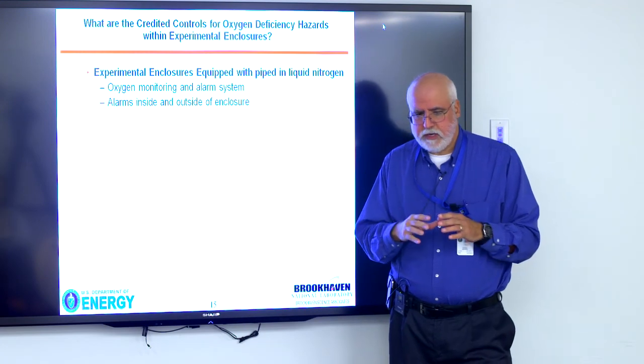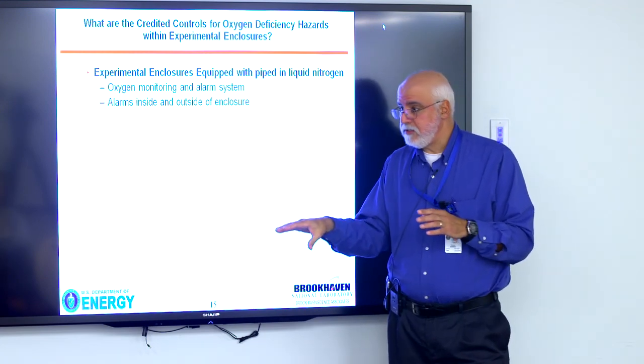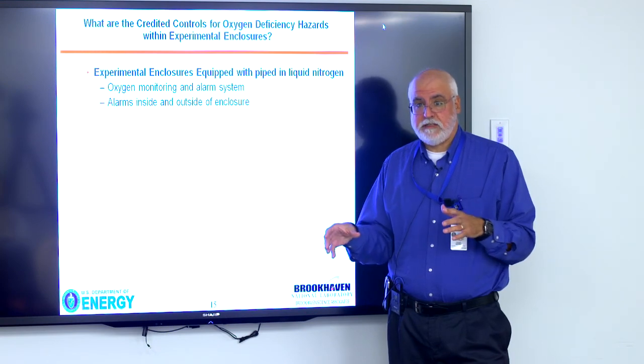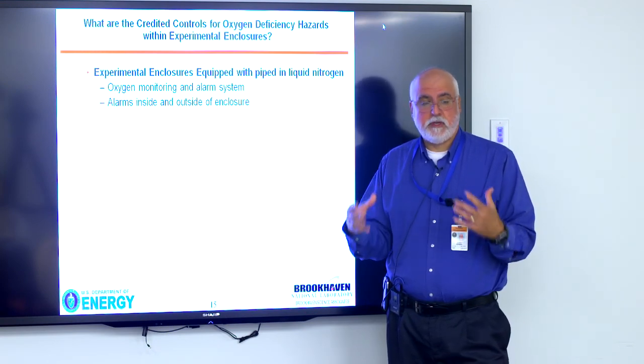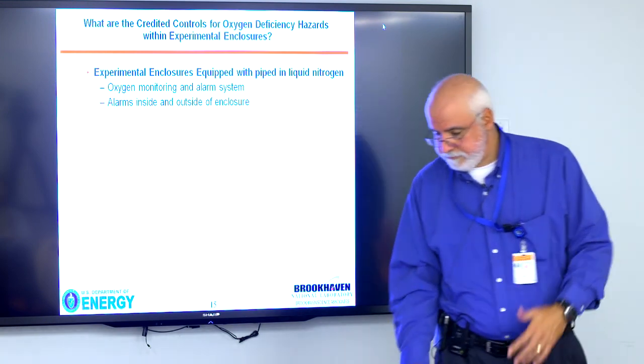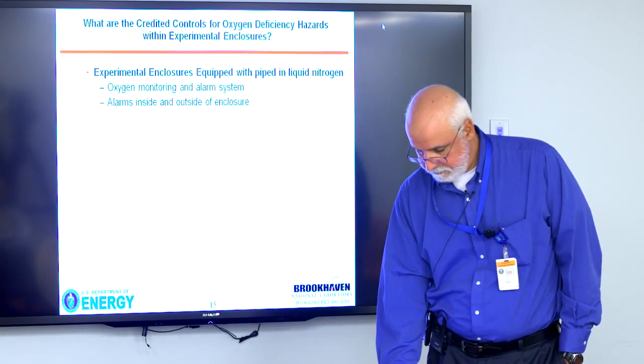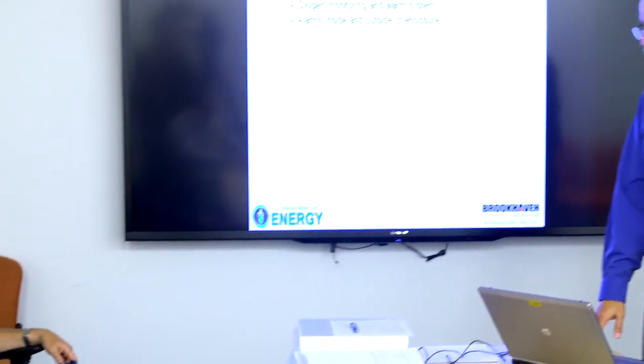Now, something Steve mentioned in passing that we're not going into great detail here: if you have an issue with a credited control, there are authorized alternatives that can be put in place that are acceptable. You can just be aware of that also. Not everywhere, but in particular cases, we have that capability. For example, with ODH monitors, if they are out of service, out of CAL, or failed for one reason or another, we can authorize the use of POMs, personal oxygen monitors, for individuals who have to enter those enclosures.